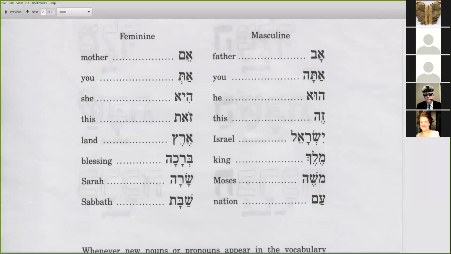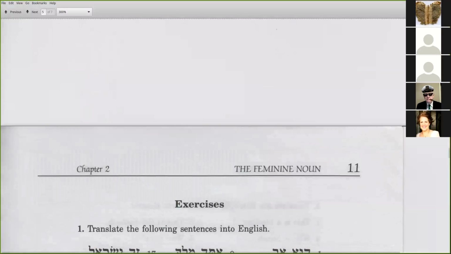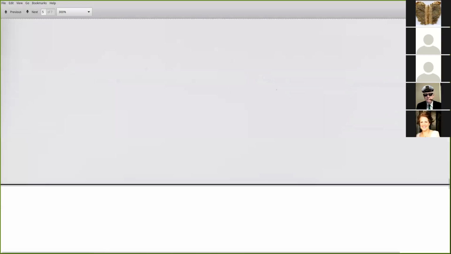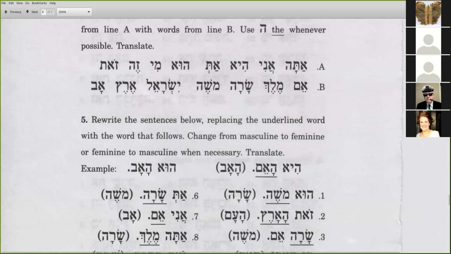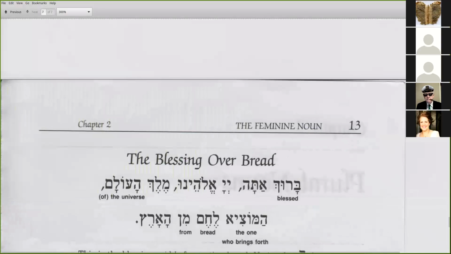Any other sort of feedback or anything that you're noticing? Because we're going to start getting into some deeper exercises here. And I think that we finished page 12, if I'm not mistaken. So let's continue on to page 12. All right. So we finished this part here, and now we are at the part where we rewrite the sentences below, replacing the underlined word.